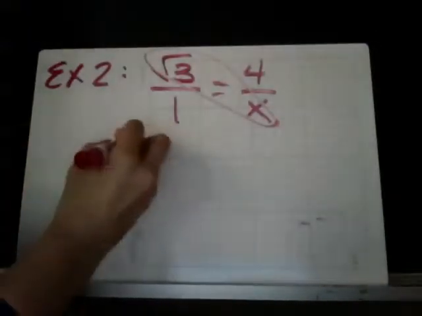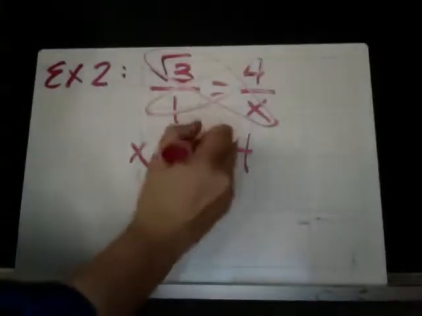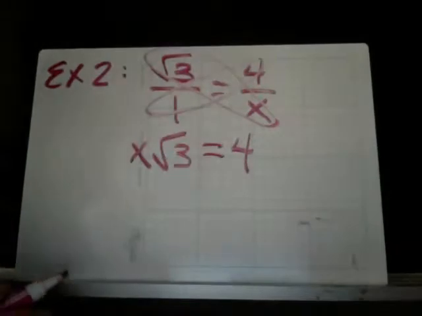So if I multiply x and the square root of 3, I like to put the x in front as a coefficient. If I have it at the back, sometimes it looks like it's under the radical, which can be misleading, so I like to put it in the front. And then my other cross product is 4. Okay, so x times the square root of 3 is equal to 4. So I need to get x by itself.